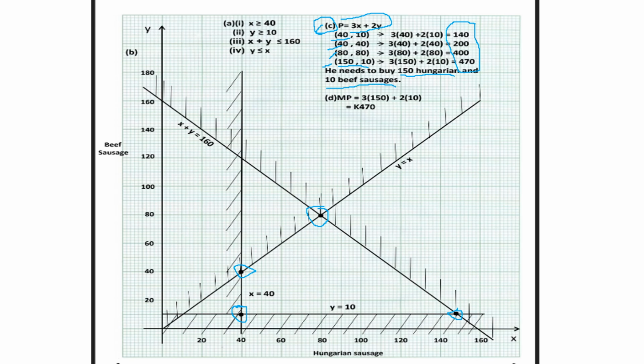Then the next question is done for you. If you do this process, D will be easier for you, because the next question says calculate this maximum profit. The maximum profit, you can see there, is 410. So this is how you answer a linear programming question in paper 2. You can try to solve some more from different past papers, or you can drop a comment if you have a question or anything. Thank you.